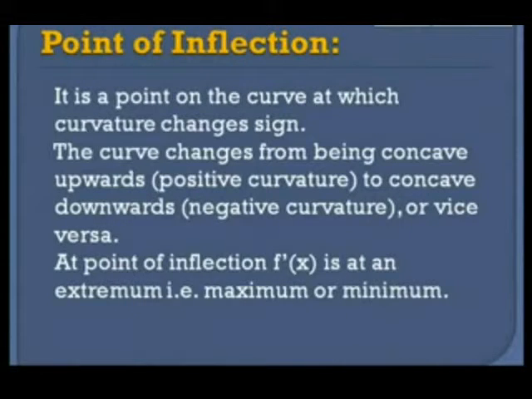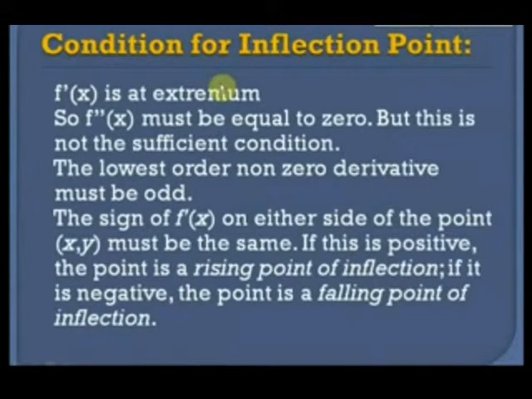At the point of inflection, f dash x is at an extremum, that is maximum or minimum. So we can say that it is a point at which f dash x, that is the slope of the tangent, is at an extremum. Extremum could be a minimum point or the maximum point. So we have seen that the value of the slope changes at different points on the curve. So points of inflection are the points at which f dash x is at an extremum. It could be a maximum or it could be a minimum.